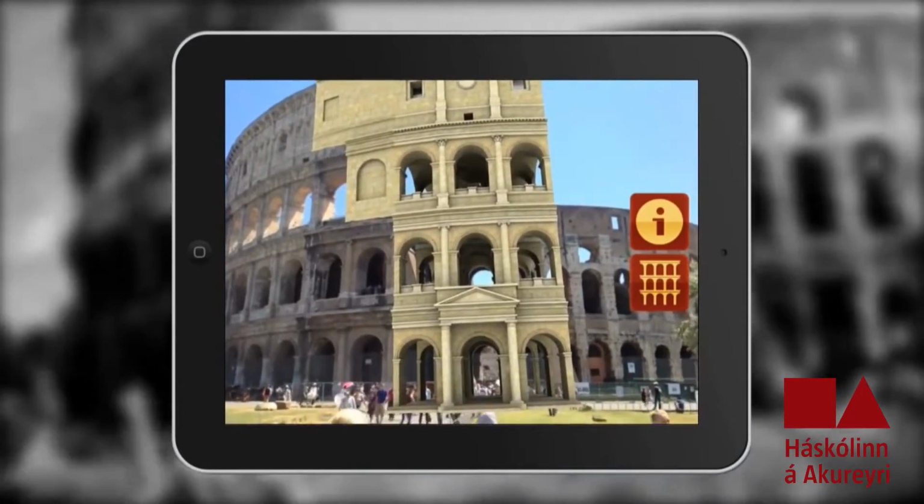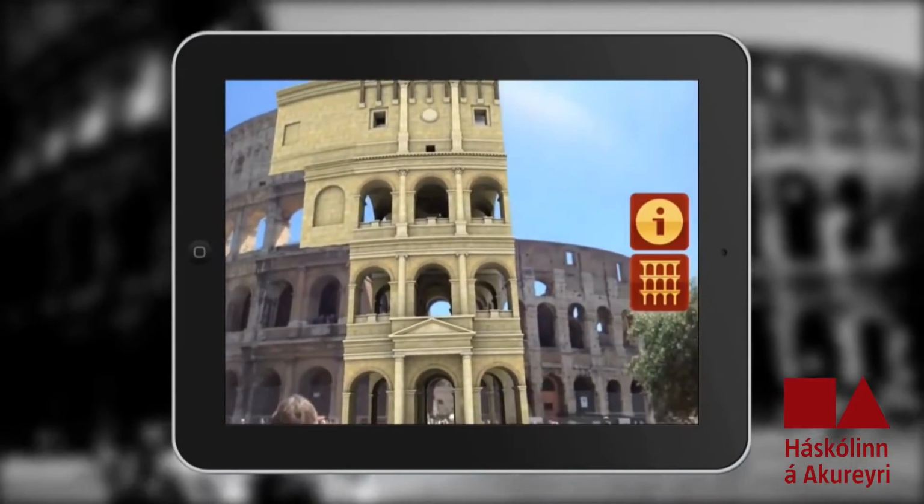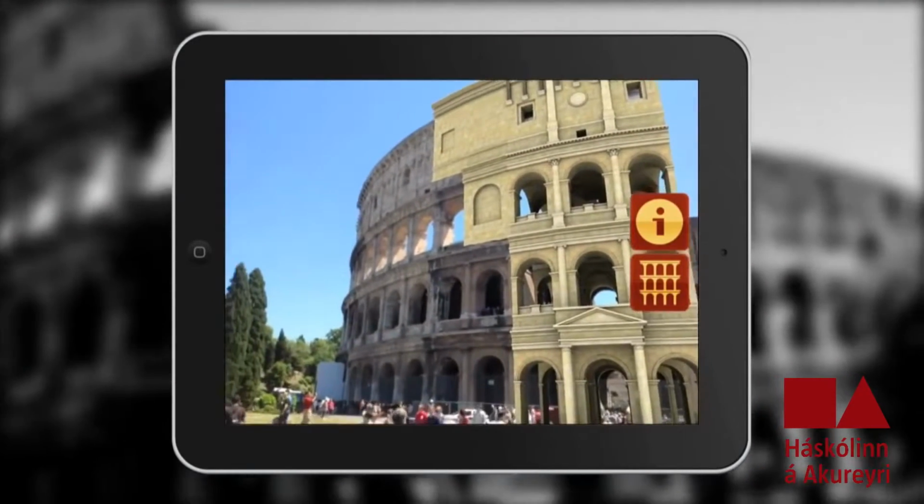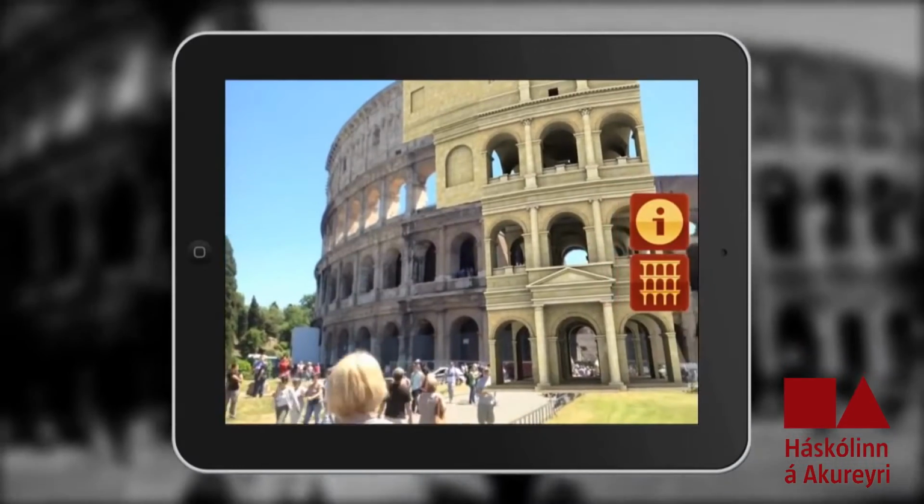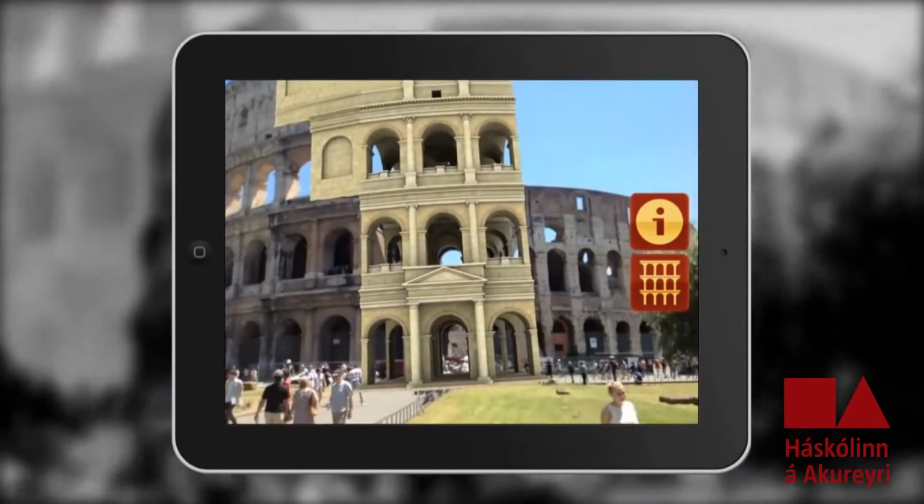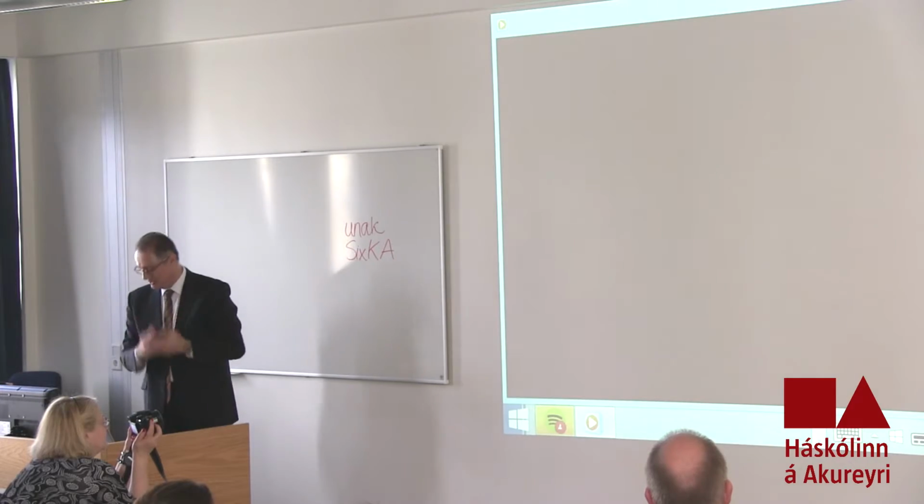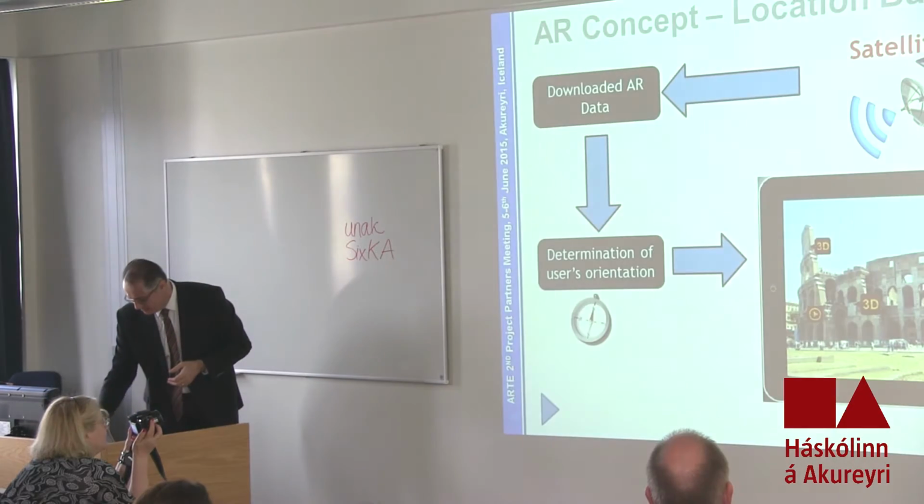Notice people are still moving because it's augmenting the reality. People are moving around you, but you're seeing this virtual model being augmented on that reality. And this is the whole underlying concept of augmented reality.